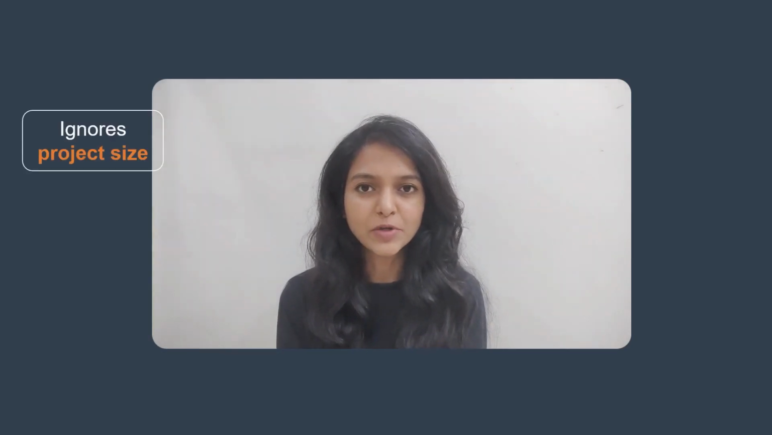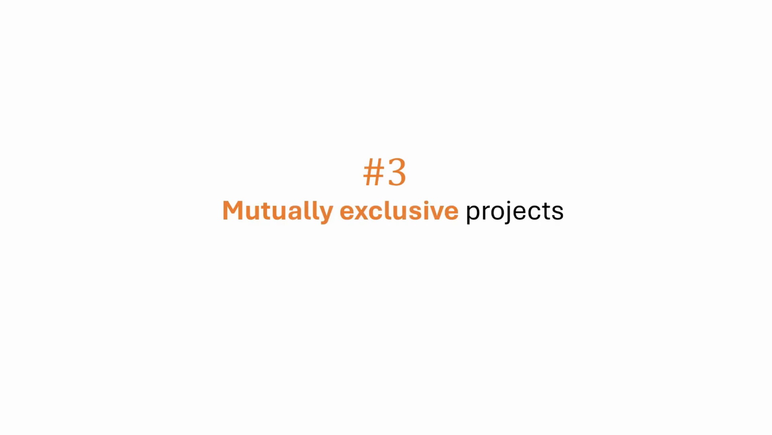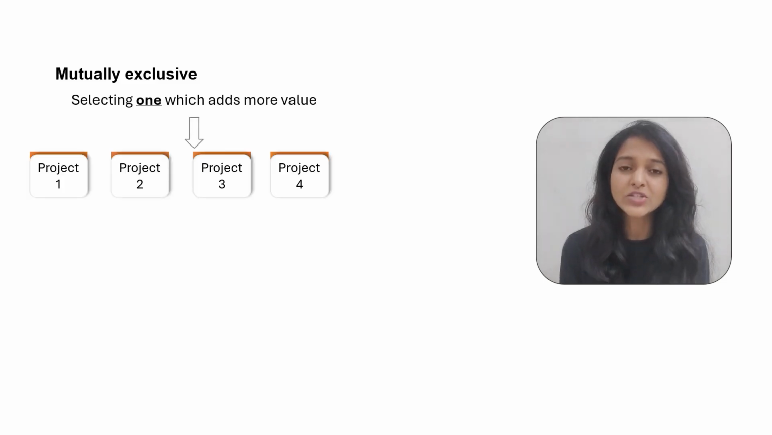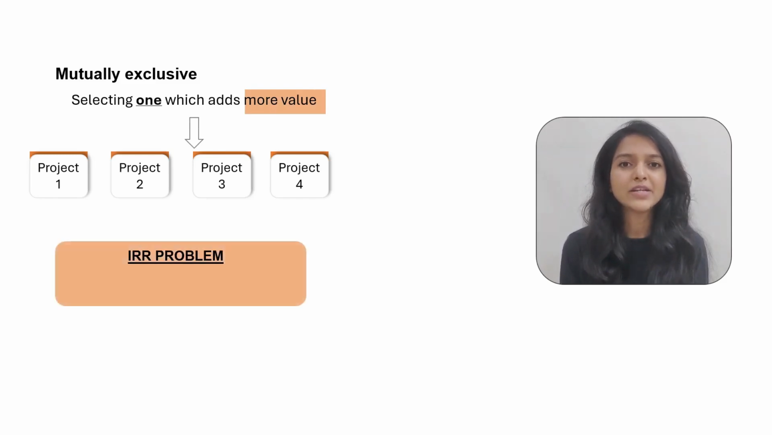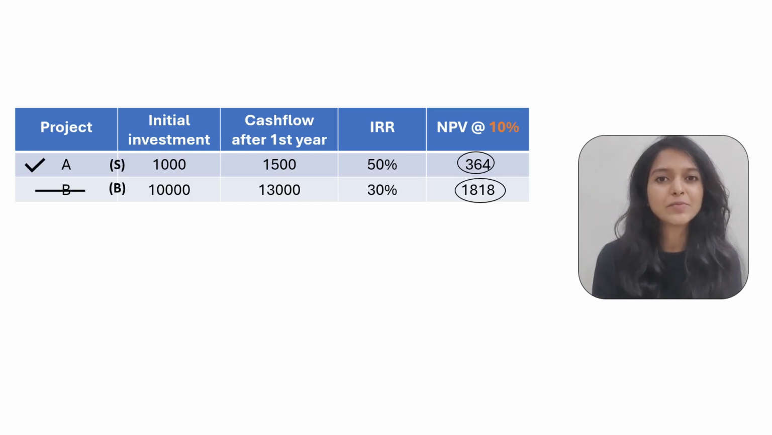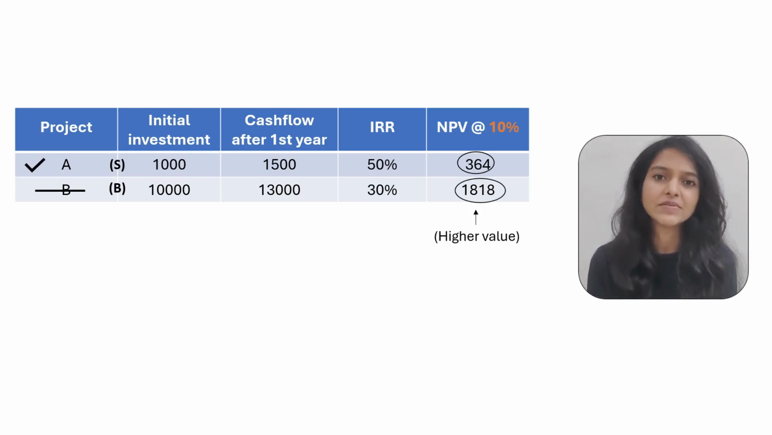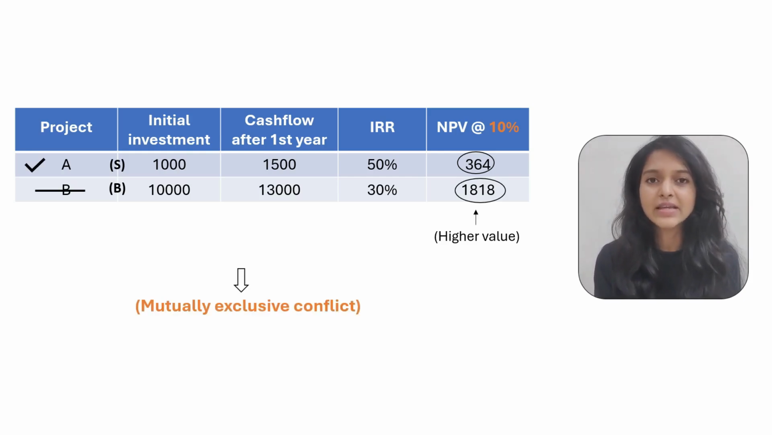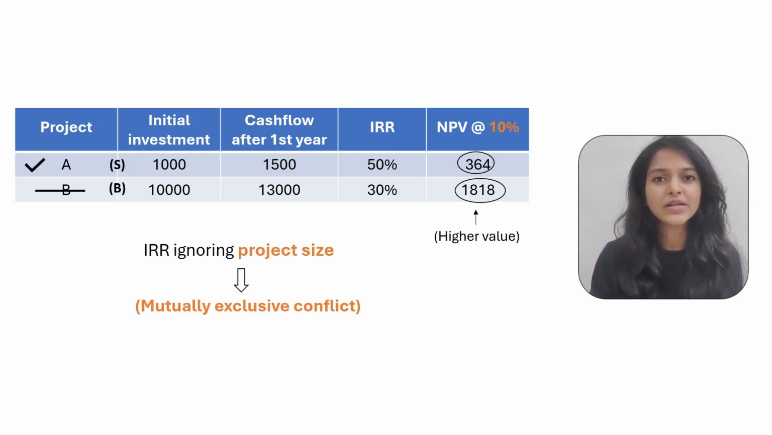The third drawback is connected to the previous one. Because IRR ignores the project size, it's not suitable for mutually exclusive projects. Mutually exclusive means selecting only one project which has more value among the competing ones. Now the problem is IRR might tell you to pick the one with the higher rate. Using the same example as the previous one, here both the projects are profitable, but because it's mutually exclusive, we must choose one. As per IRR, if we select project A, we'll end up rejecting project B with the higher total wealth creation.